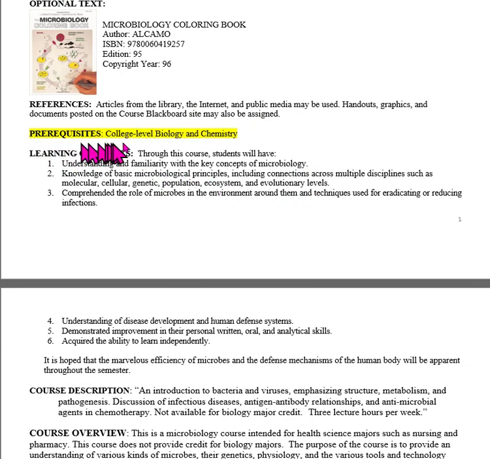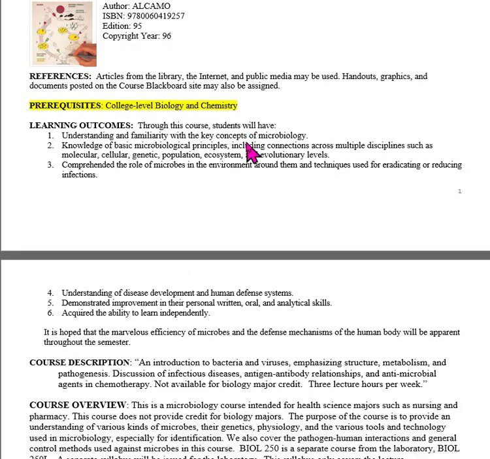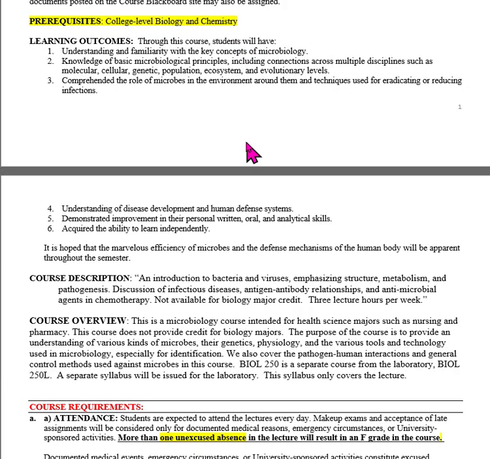The prerequisite for this course is college level biology and chemistry, and we have already talked about that in class. Go through the learning outcomes. These are stated by the University of South Carolina to be the goals of this course. So this is what you will be learning, and I will remind you about these learning outcomes later on during final exam time. The final exam will also revisit these learning outcomes and test you on them.